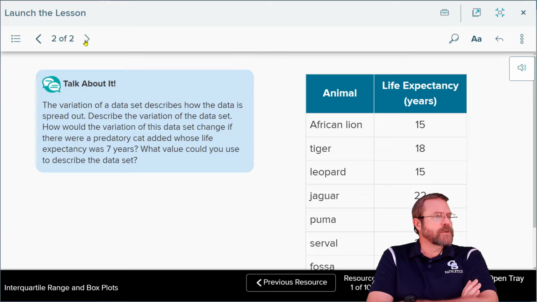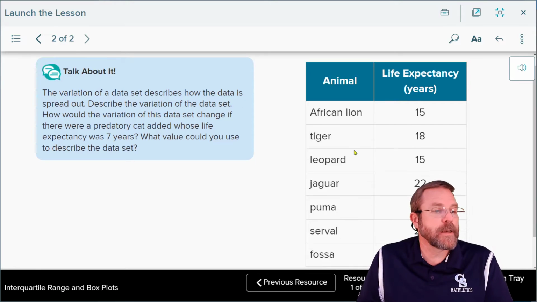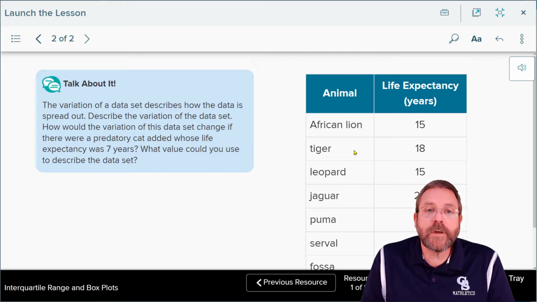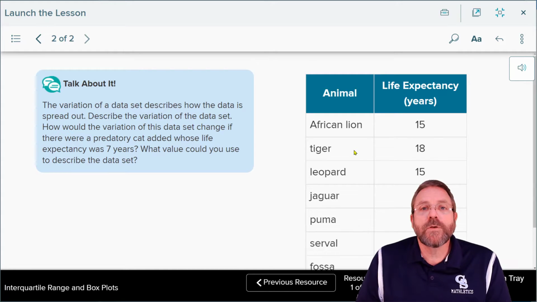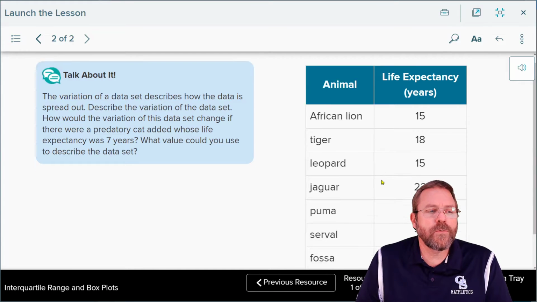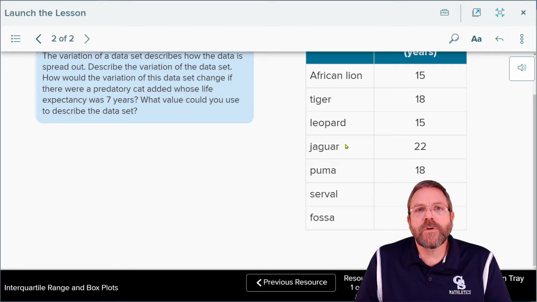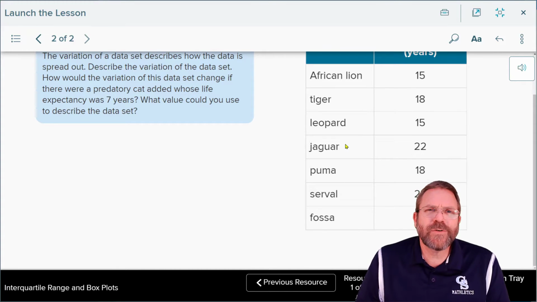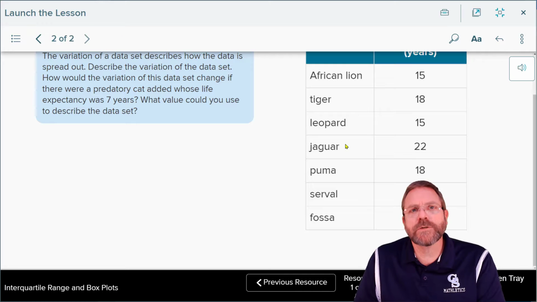How would the variation of the data set change if there were a predatory cat added whose life expectancy was 7 years? What could we use to describe the data set? These are some of the things we're going to be learning about in this lesson. We're going to be using our box and whisker plots to describe the data, and also we're going to be looking at what happens when you throw that outlier like a 7-year life expectancy into it. How does that skew the data one direction or another?